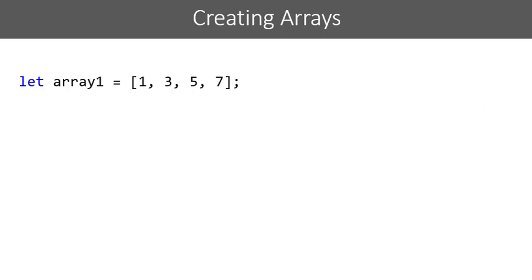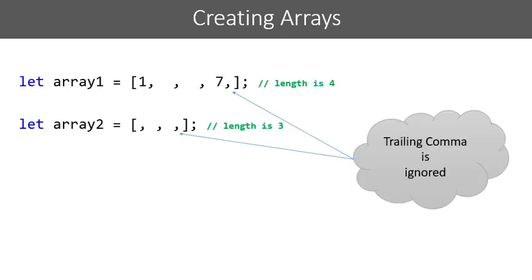You can also provide a comma separated list of values within the square brackets to initialize the array at the time of declaration. You can also omit the value of any element. In this case, undefined will be assigned to the omitted elements. Please note, a trailing comma written after the last element is permitted, but it is ignored. So here in this example, the length of array 1 is 4, not 5, and the length of array 2 is 3, not 4.